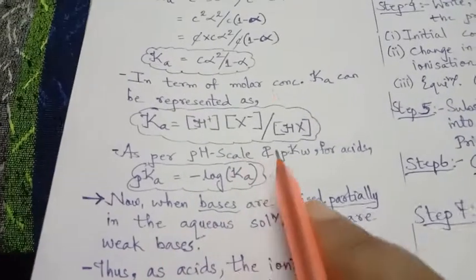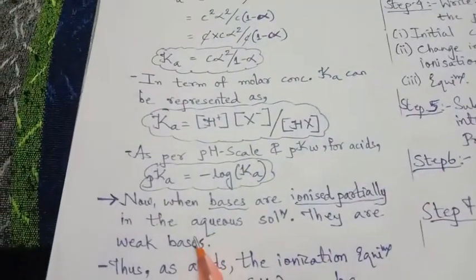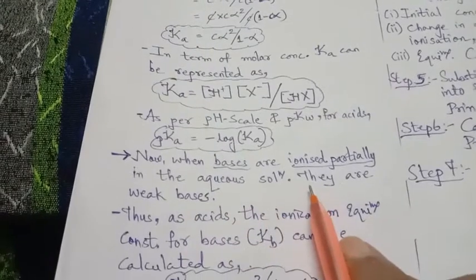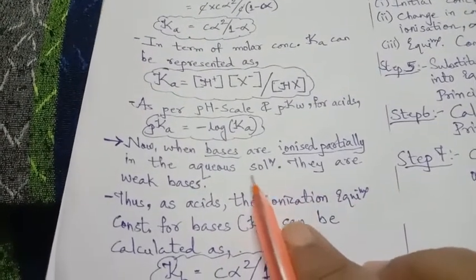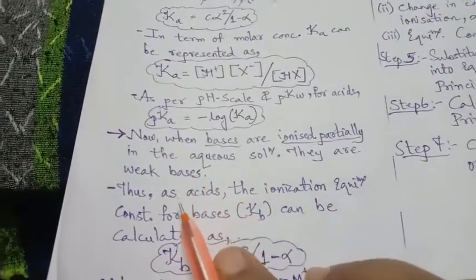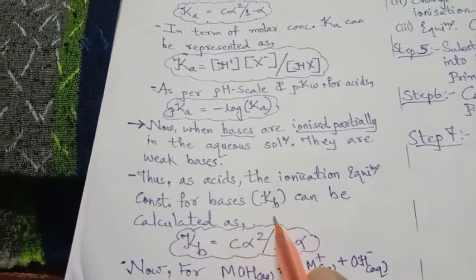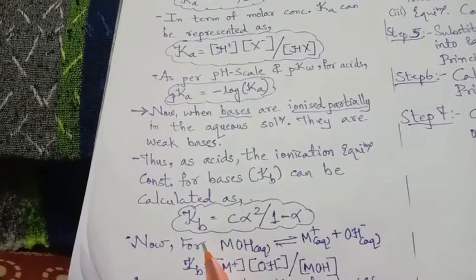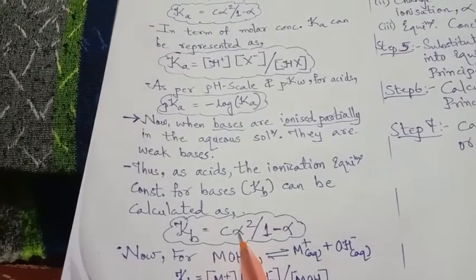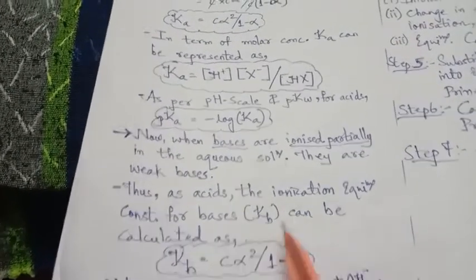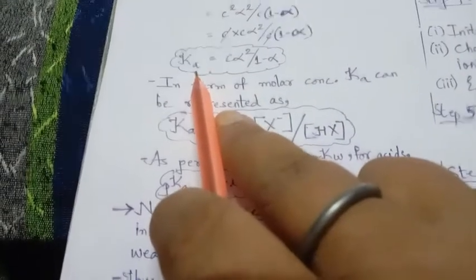Now, this was about the acid. In the same way, when bases are ionized partially in aqueous solution, they are weak bases. And as for acids, the ionization equilibrium constant for bases is Kb, which can be calculated as Kb equals C alpha square upon 1 minus alpha, which we have got for Ka.